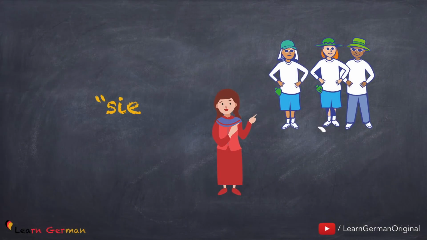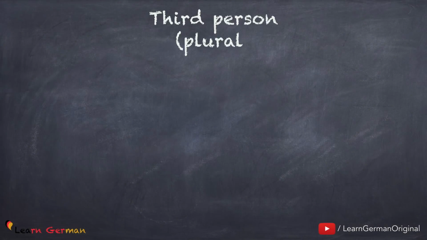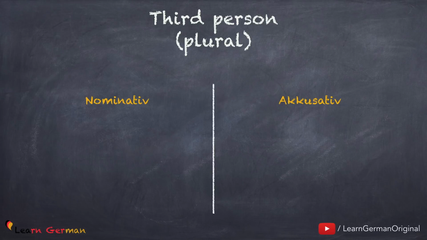Let's move on to the fourth use. Sie, in English, it means they. Here you're talking about more than one person indirectly. Sie with a small s is also used for third person in plural. Im Nominativ, you would use sie as the subject, and when it changes to object in Akkusativ, then also you would use the same sie.